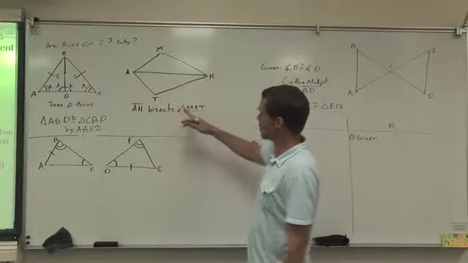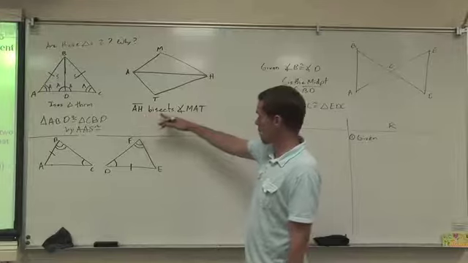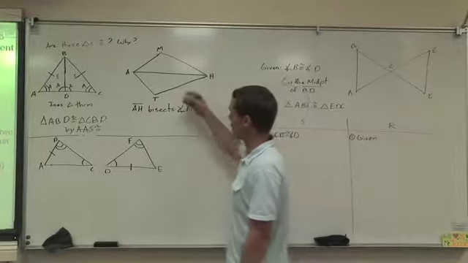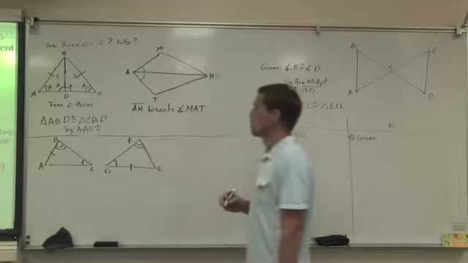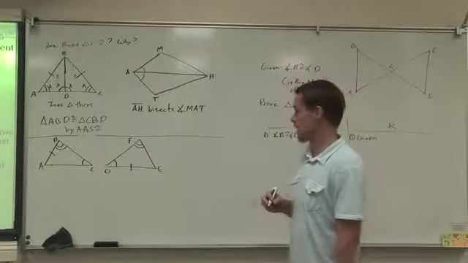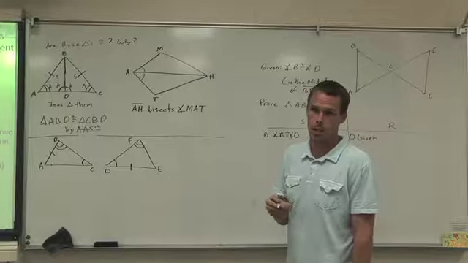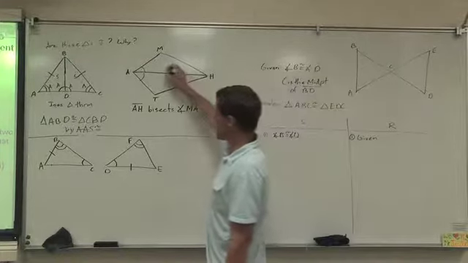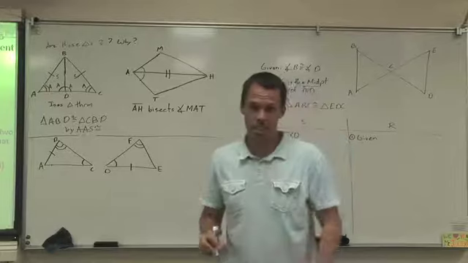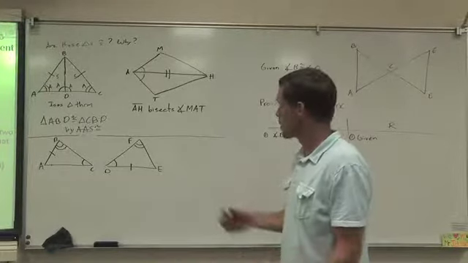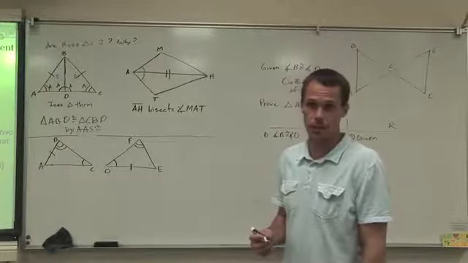Second example. Well, let's see. What do we know in this problem? AH bisects angle MAT. So, angle MAH is congruent to angle TAH. We also know that AH is congruent to itself by the reflexive property. Now, this leaves us with a lot of different options.